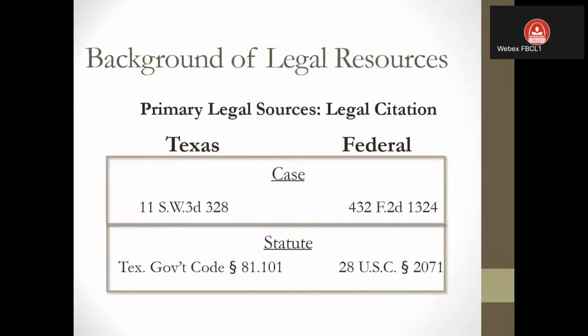Statutes are similar. Now Texas, of course, has gone a slightly different route and used a different system. They decided to just abbreviate the name of the code. So Texas Government Code, then a little section symbol in the middle, and then 81.101. Typically it's Texas Government Code, Texas Education Code, the Water Code, the Penal Code, and so on. The abbreviation is pretty self-explanatory, so you'll be able to understand what it is. And then, of course, the section symbol and the specific code number.